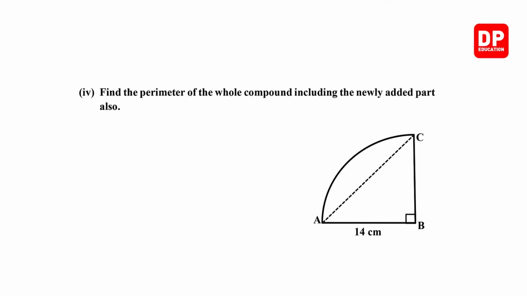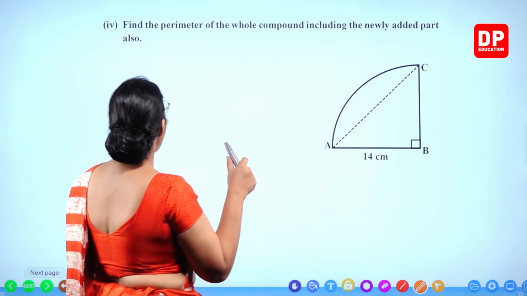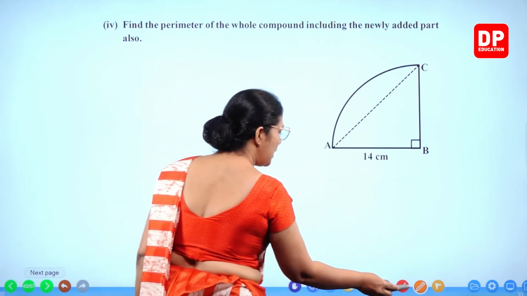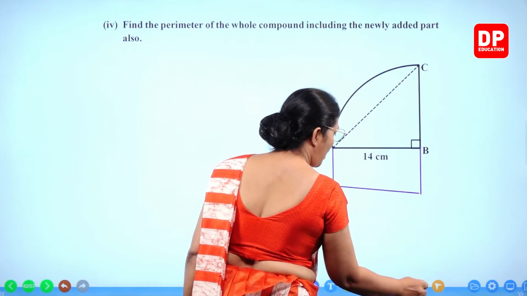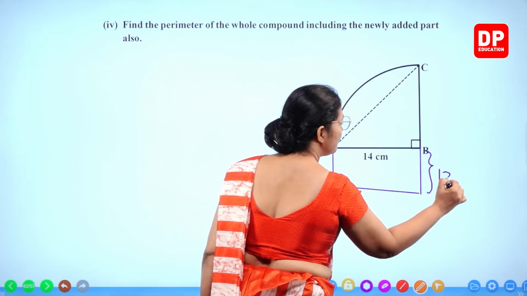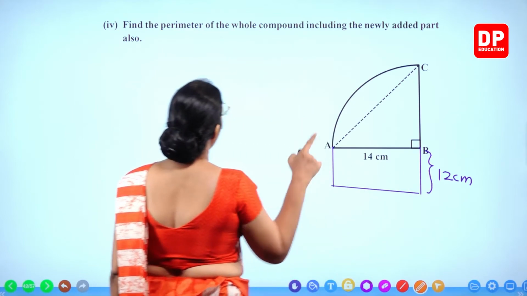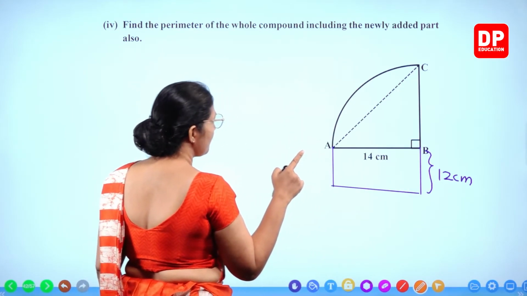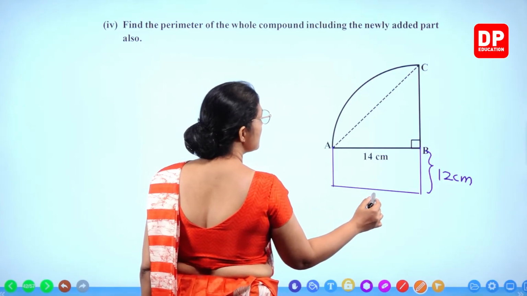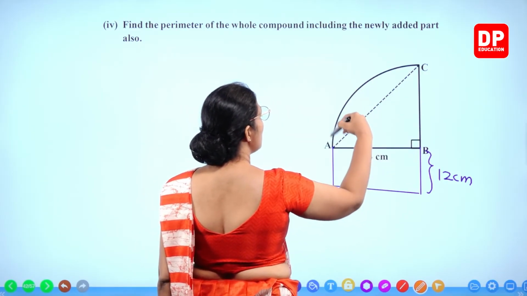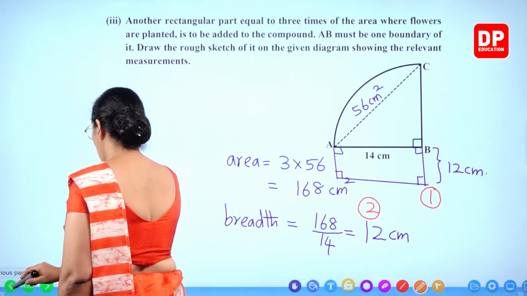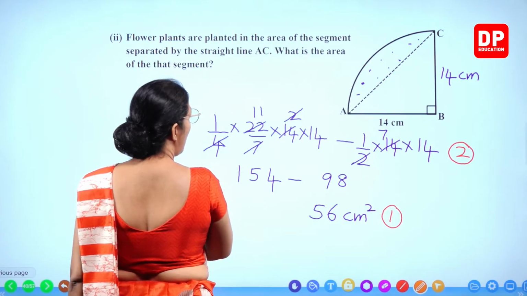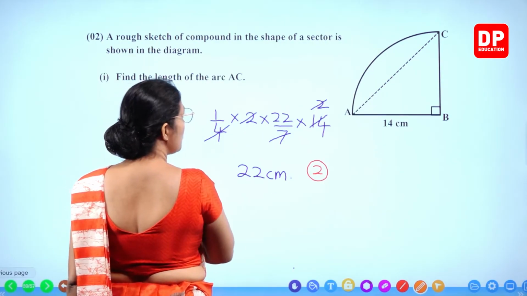Then part 4, find the perimeter of the whole compound including the newly added part also. So what is the newly added part? So you get a rectangular part. This part is 12. So what is the perimeter? So 12, 12. This is 14. This is 14. What about the arc length we found? Arc length is done in part 1, 22.